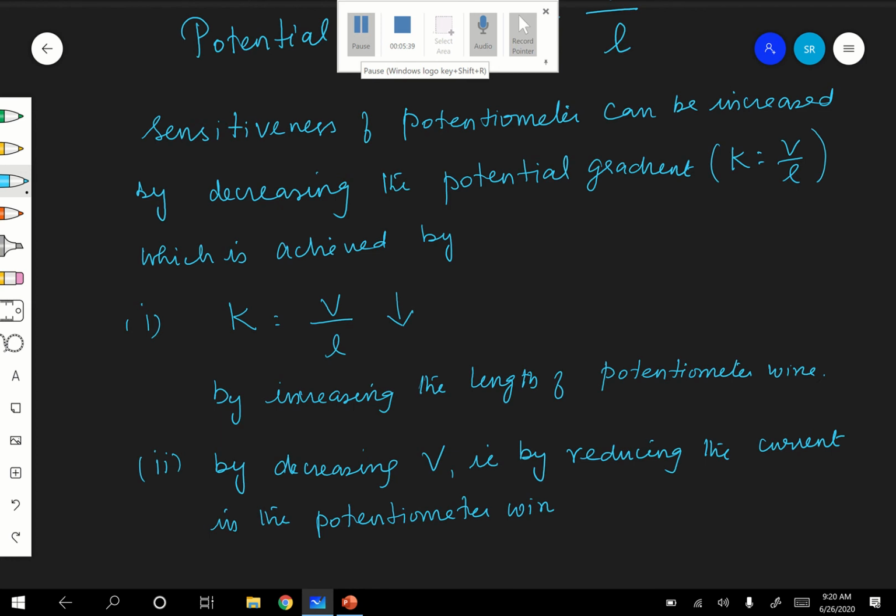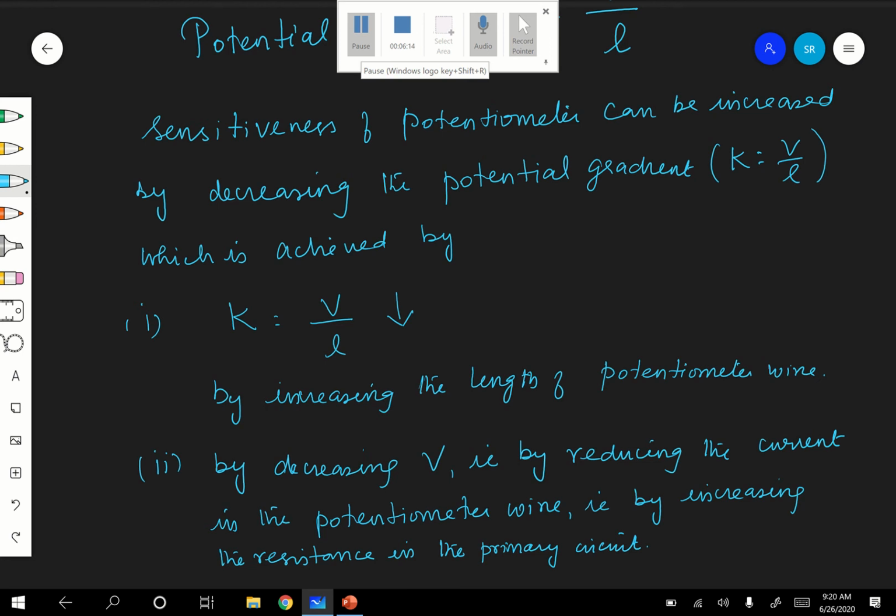Okay, how to reduce the current? That is by increasing the resistance in the primary circuit. There is a rheostat, or variable resistance, so with that help, you have to increase the resistance.